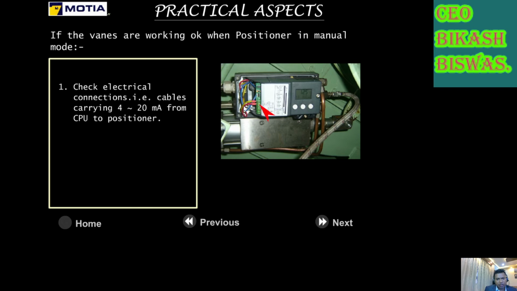So you can take this out and put a multimeter in the loop, in series. That means this terminal has to be taken out. Put the multimeter to measure milliamps. Connect the black lead to this and connect the red lead to this point, and you can measure the current.